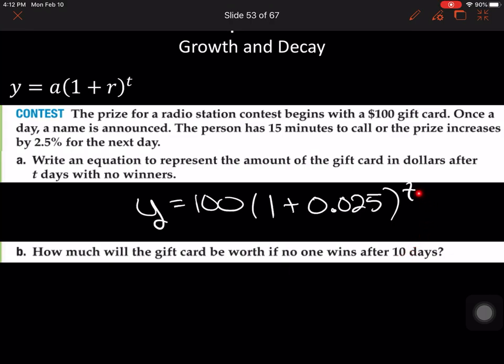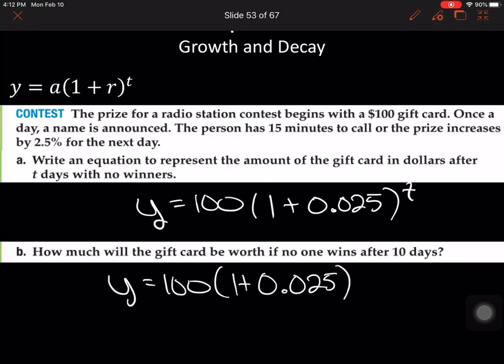So now they're telling me that t equals 10, and so we can substitute that in. And so they're asking, what is y if my initial amount was 100, my rate was 2.5%, and my time is 10 days. Okay, what will the card be worth?